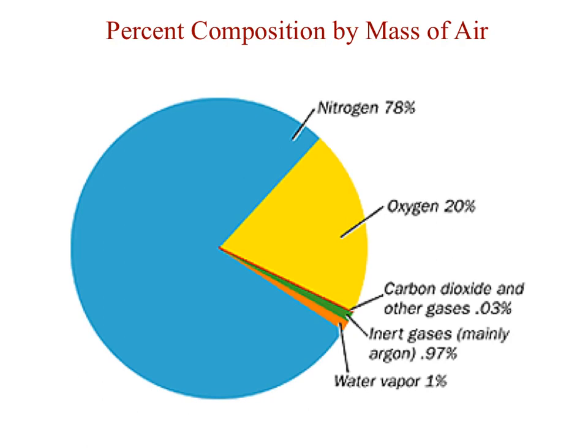The pie chart that you see in front of you is actually the percent composition by mass of air. Notice that air is a mixture of gases, predominantly nitrogen gas at 78%, followed by oxygen gas at 20%, water vapor at 1%, inert gases, mostly argon, at 0.97%, and carbon dioxide and other gases with the remaining 0.03%.